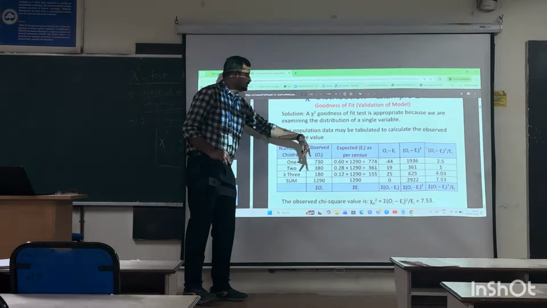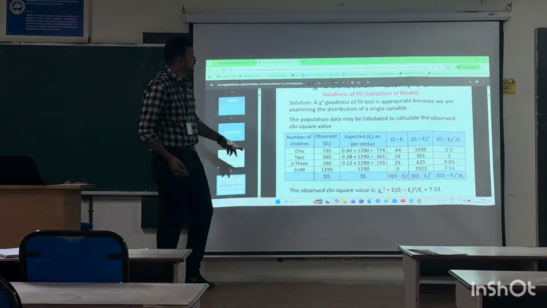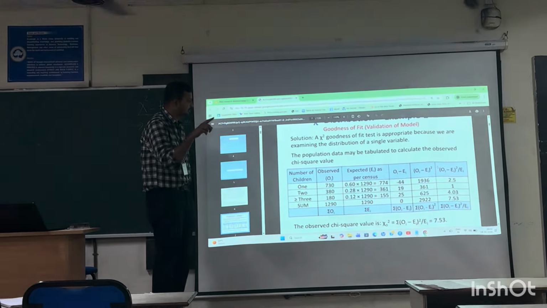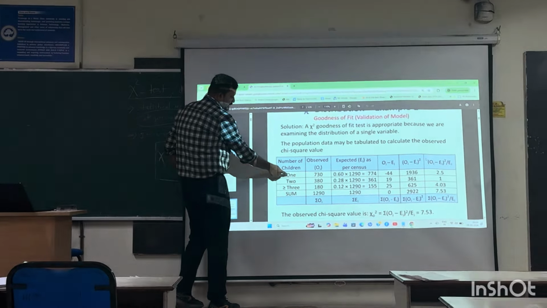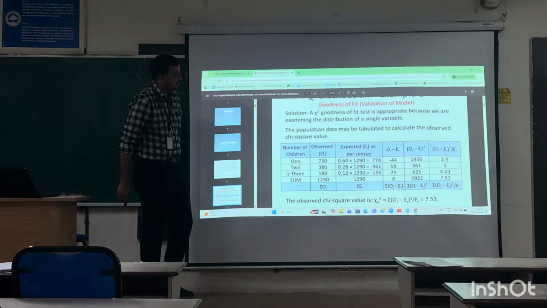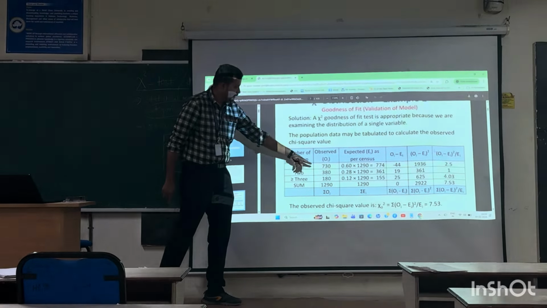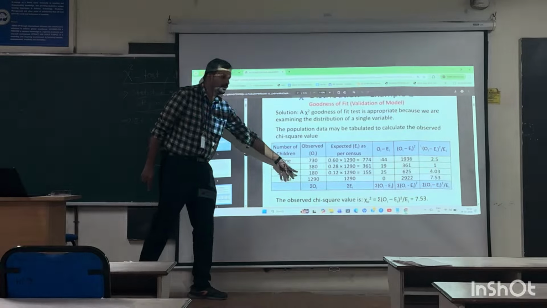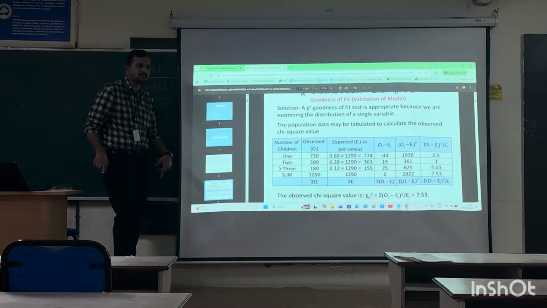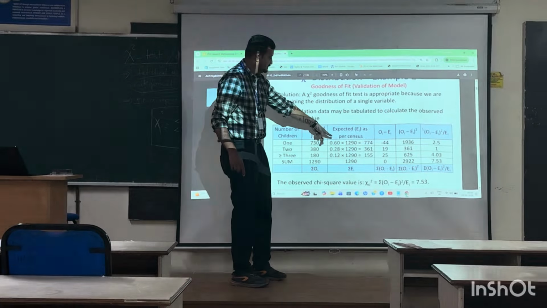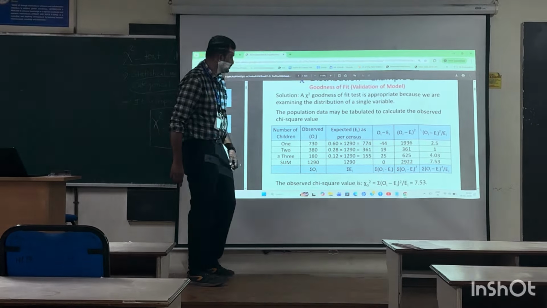The chi-square goodness of fit is approximate because we are examining the distribution of a single variable, maybe the number of children. Observed is 730 for one child, 380 for two children, and 180 for three children. So the total number of people observed is 1290. You take this and substitute as per the census, and you get some value.